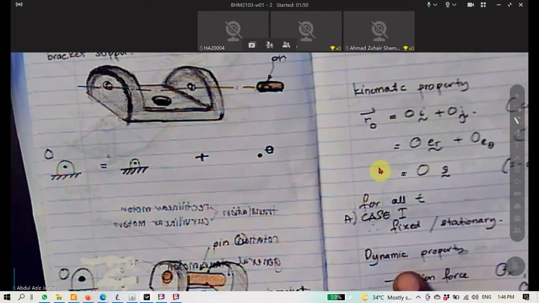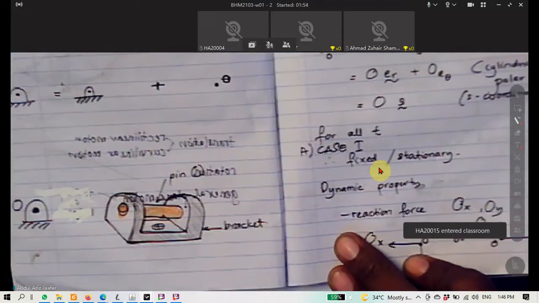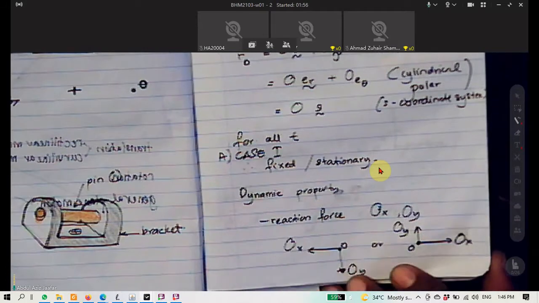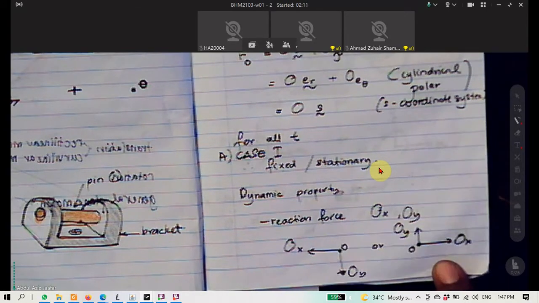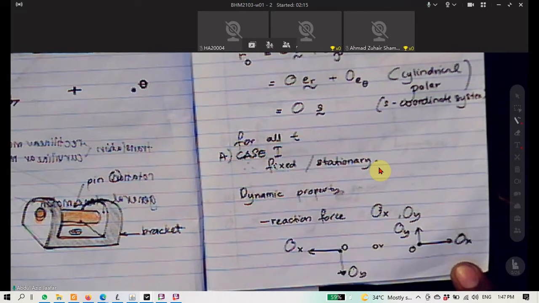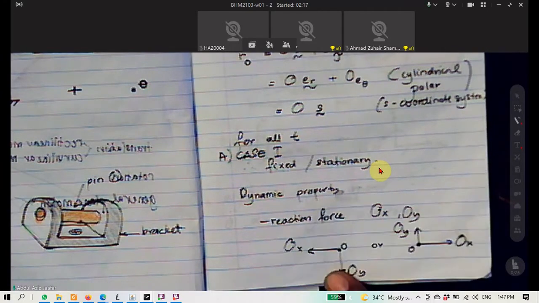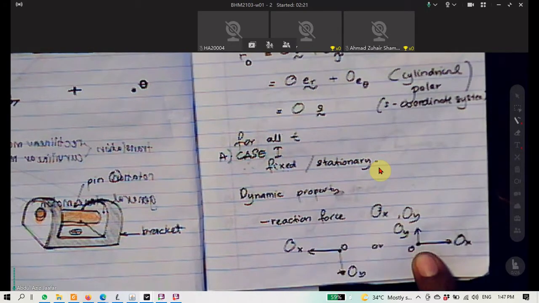And then we look at the dynamic properties. What is the dynamics? Dynamics means those related to force. Normally, we have unknowns here, and then in terms of the direction or component that's suitable to represent the forces.